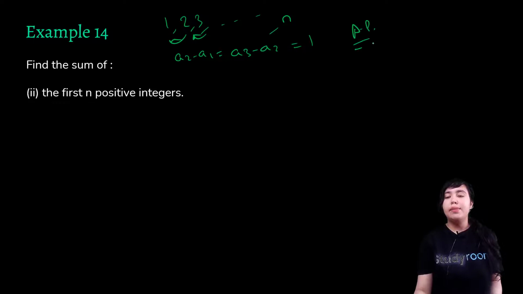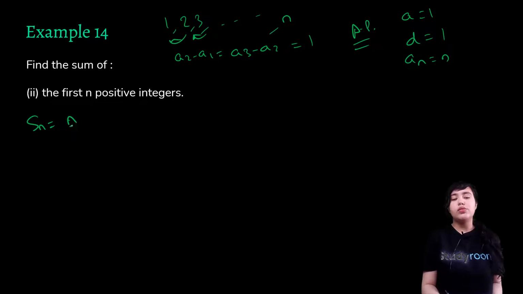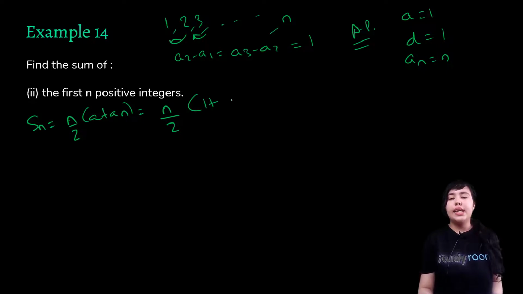So if this is an AP, it must have some A value, some D value, right? So here A is 1, D is 1, and the last term AN is n. So again, to find Sn, you make use of the formula n by 2 into A plus AN. You don't know n, so you let it be A is 1 plus AN is n.